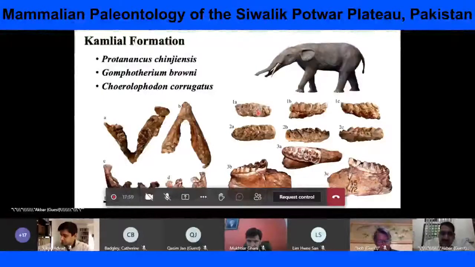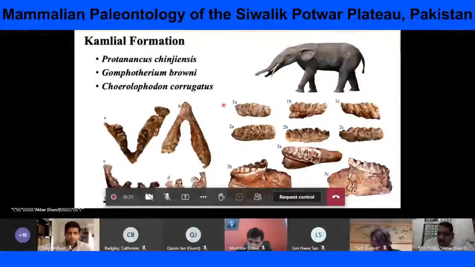For example, you can see Prodeinotherium chinjiensis, Gomphotherium browni, and in the next slide, you can see the Choerolophodon corrugatus. We have collected a paratype horn core of Sivaceros gradiens from the Kamlial formation. Some dental elements of Prodeinotherium chinjiensis, Gomphotherium browni, and Choerolophodon corrugatus are also reported from this formation.